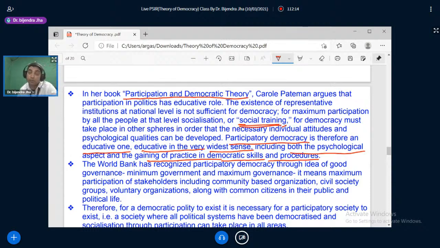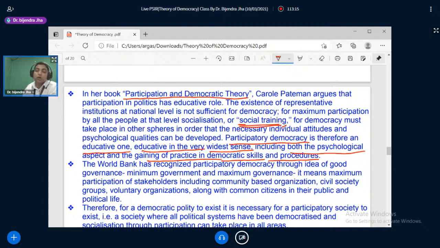You should not forget Carole Pateman's book name and her argument. She says that participation at every level of government is very necessary. Even J.S. Mill, remember J.S. Mill, when I taught you J.S. Mill, he talks about participation. Carole Pateman also talks about participation at every layer of government, and she said that participation in government has an educative role. So the citizen gets social training for democracy. It is educative in the widest sense, including psychological education, and we also get to know the practical skills of democracy and its procedures.